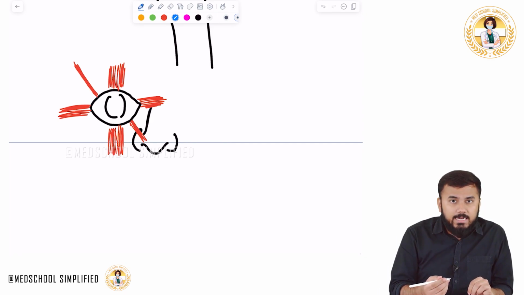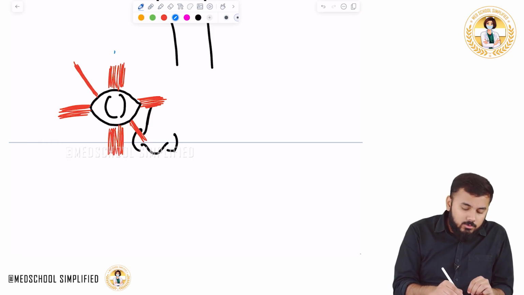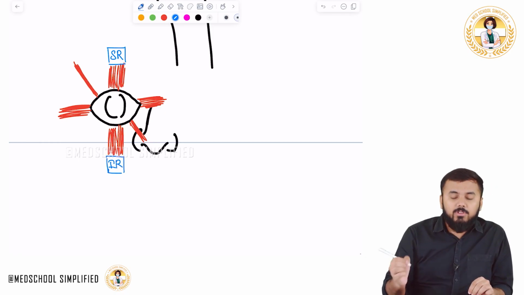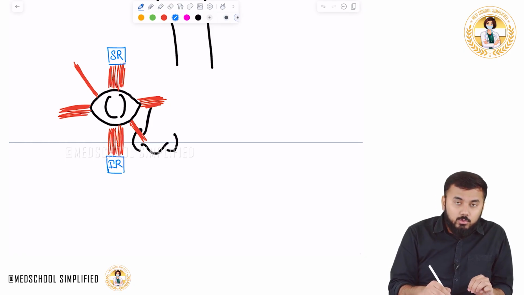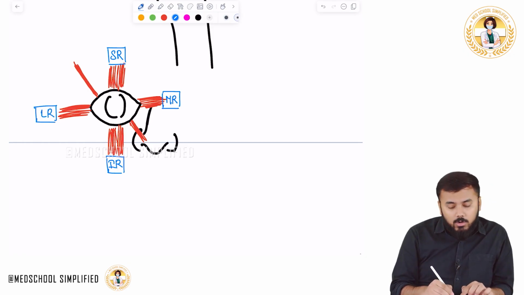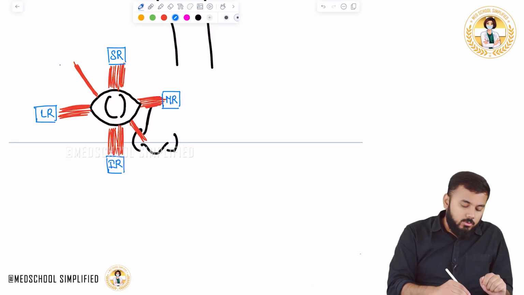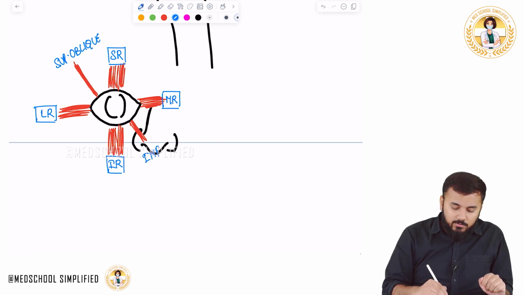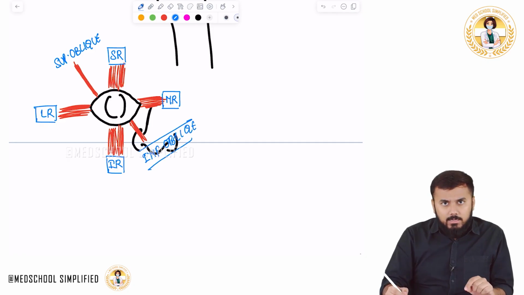Any straight muscle is called rectus. The one located on the top is the superior rectus muscle, and down here you have the inferior rectus muscle. Towards the nose, towards the midline, you have the medial rectus, and here you have the lateral rectus. Then what is the muscle on the top and down? This one is called the superior oblique muscle, and this one is your inferior oblique muscle.